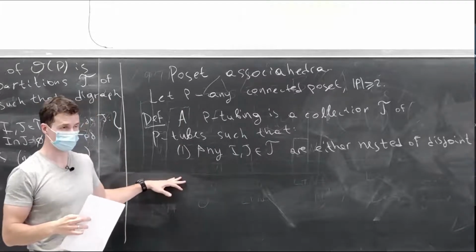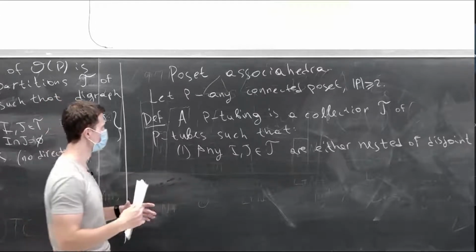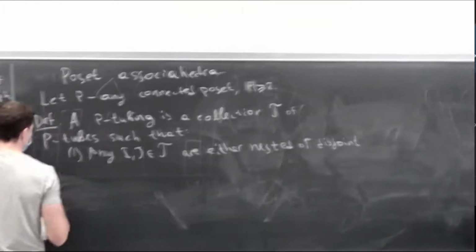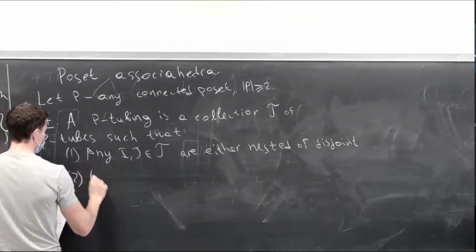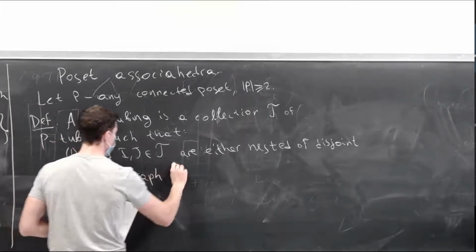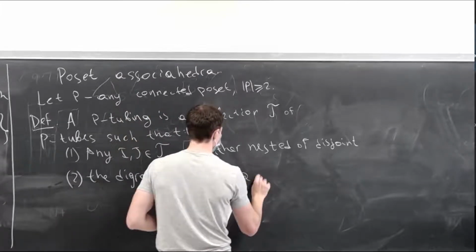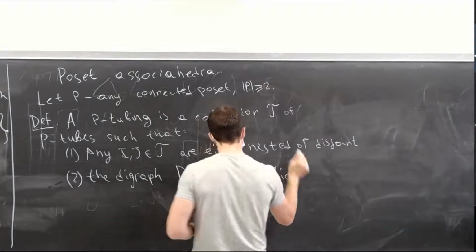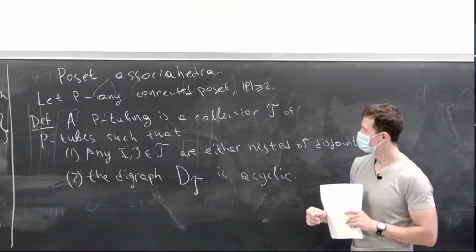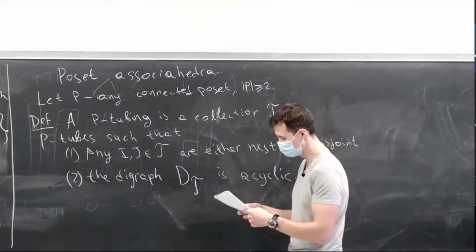The second one for graph associahedra was no adjacent tubes. Here I'm going to use something different. Here the second condition is that the directed graph D sub T is acyclic. So that's it. That's the definition of a P-tubing.